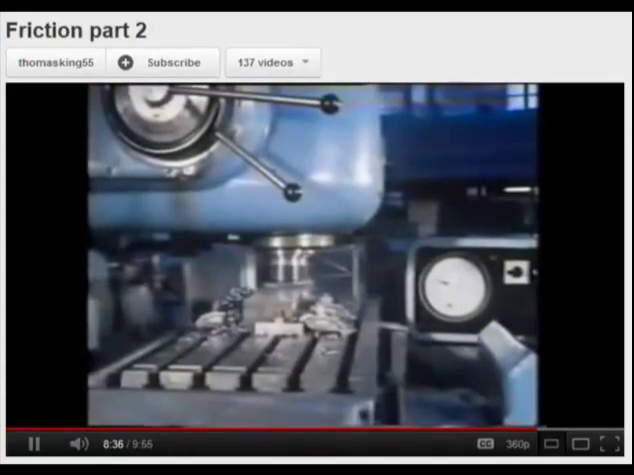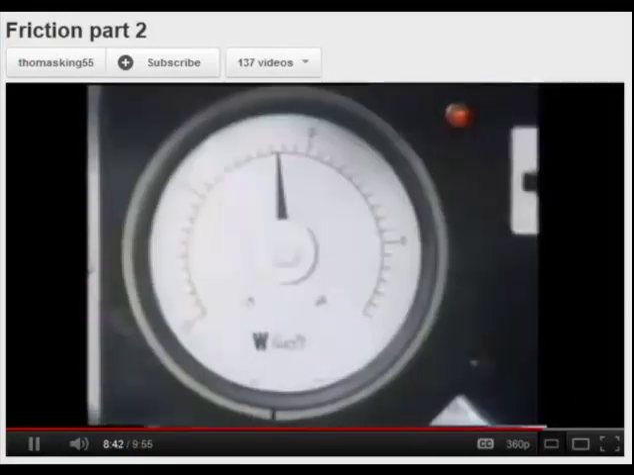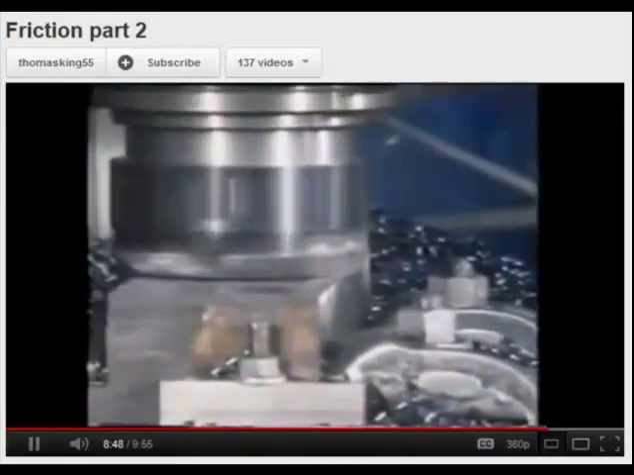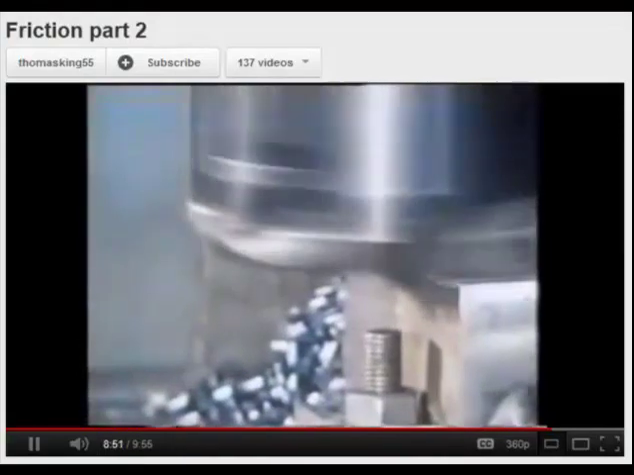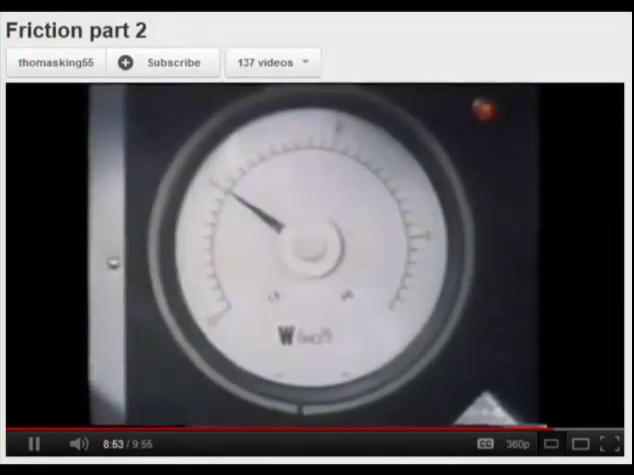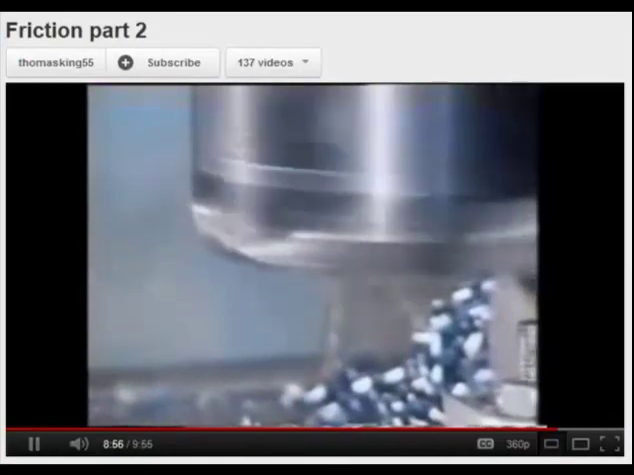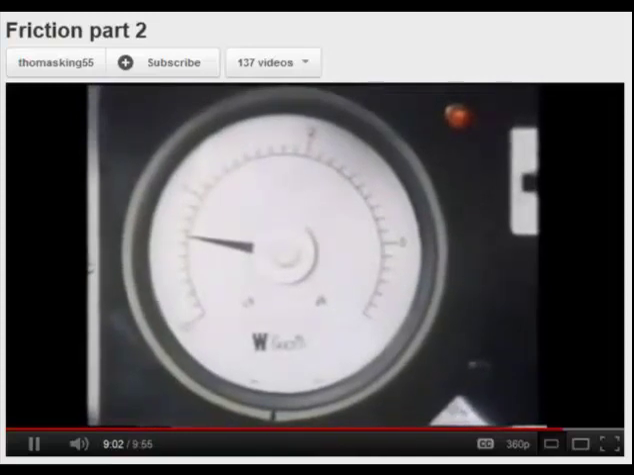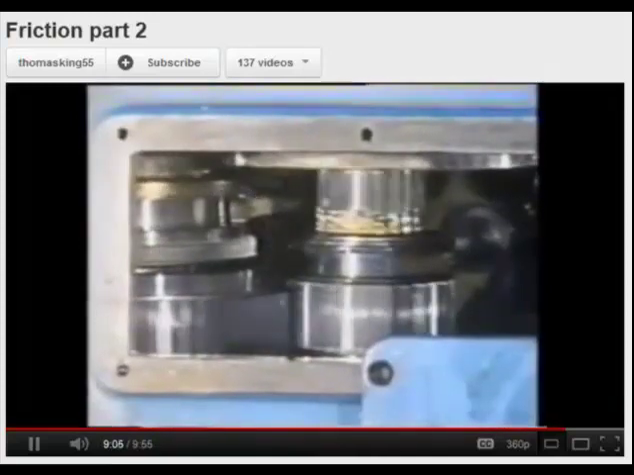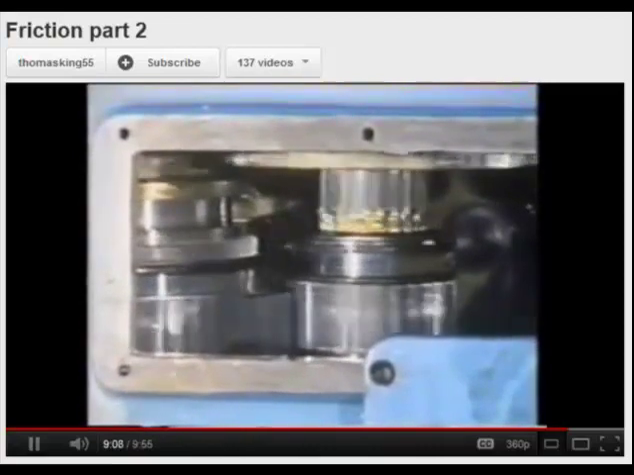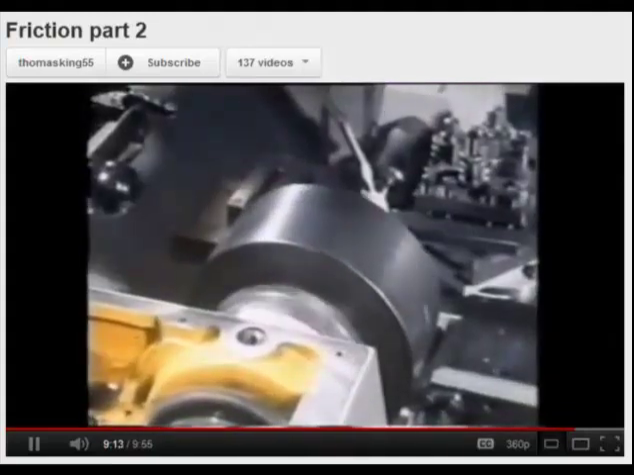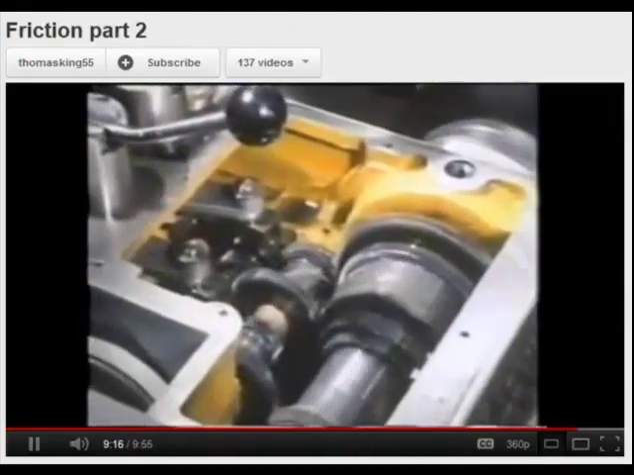On this milling machine, we've set up a meter to measure the power consumed during the cutting operation. As the cutter clears the work, the power consumption drops. Now it's no longer cutting, but it's still using up a lot of power. And here's the reason. Power is used up in overcoming the friction between all the gear wheels which drive the cutter. That's why we call friction the enemy of efficiency.